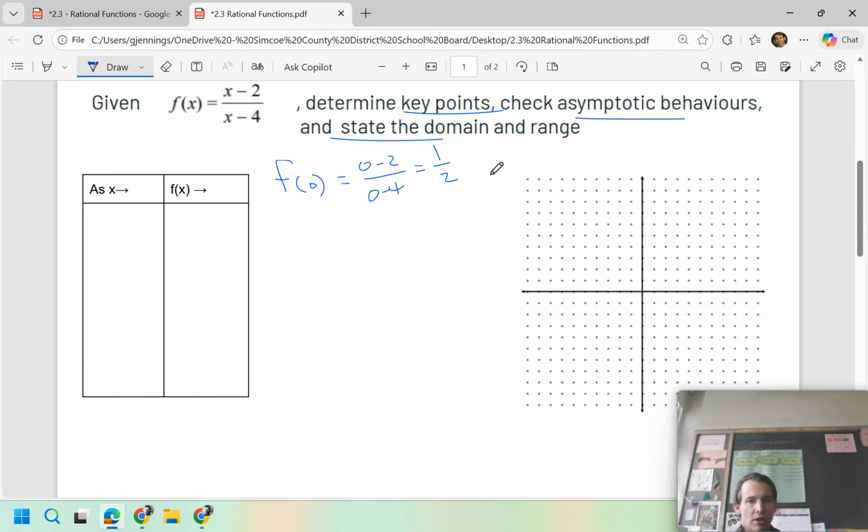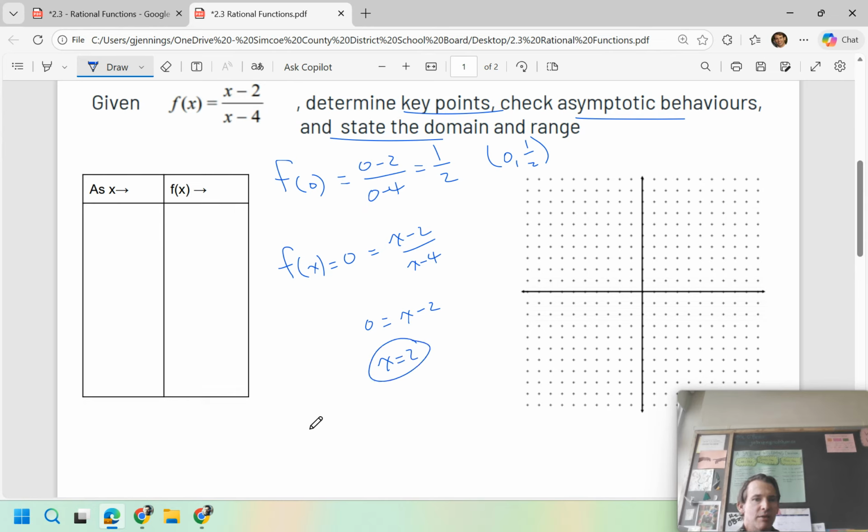So I happen to know that this point (0, 1/2) is my y-intercept. And now I set f at x equal to 0, and that would be equal to (x - 2) over (x - 4). Go ahead and multiply both sides by x - 4, and I get 0 equals x - 2. x equals 2.